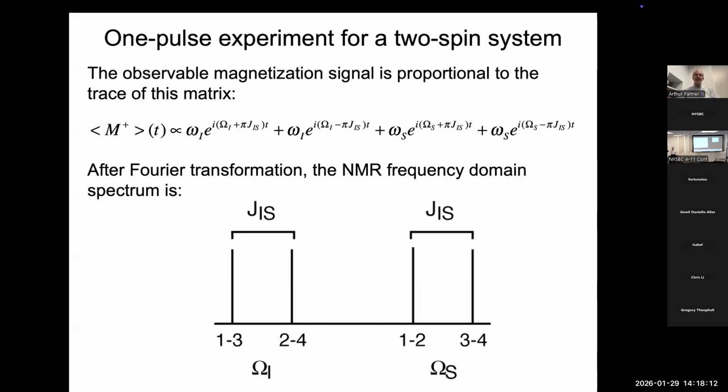I mean, this doesn't look very interpretable, but when I sum the diagonal, I end up with my signal being the I frequency plus J, the I frequency minus J. That's a doublet with the same sign. The S frequency plus J, the S frequency minus J, another doublet. Just what I expect. The splitting in hertz is pi J. And my picture here isn't exactly right because the height of these should be proportional to omega I, and the height over here should be proportional to omega S.